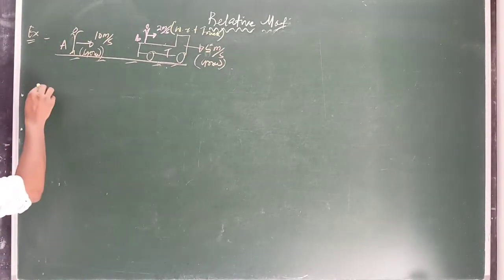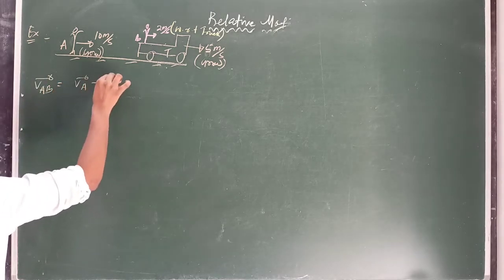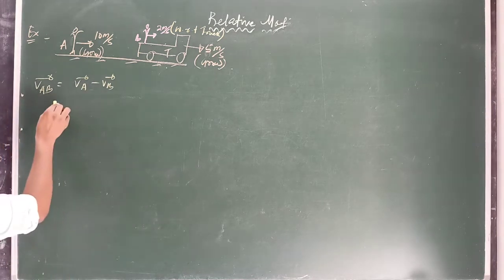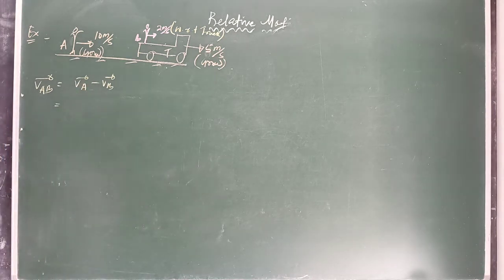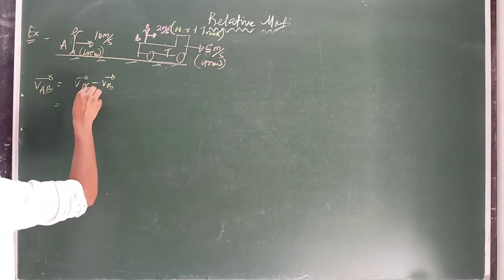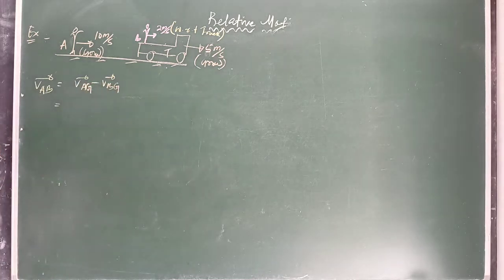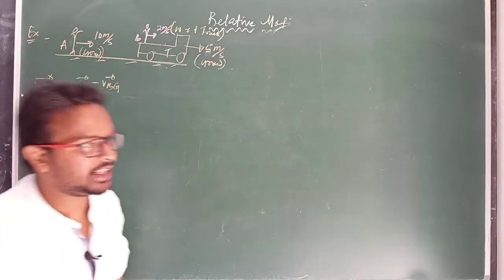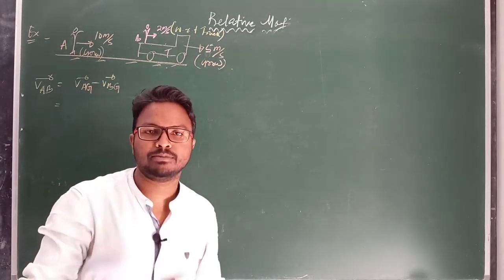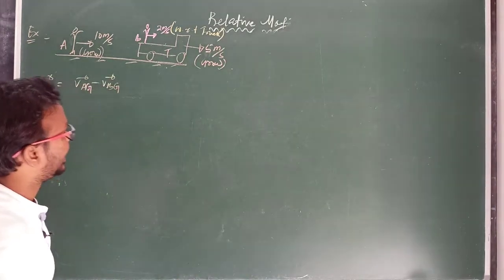Now we have to find velocity of A with respect to B, means velocity of A minus velocity of B, clear? We have to always write in ground frame, this is also in ground frame. You have to solve the numerical in relative velocity problem always in ground frame. So try to solve the problem in ground frame, then it will be easy.